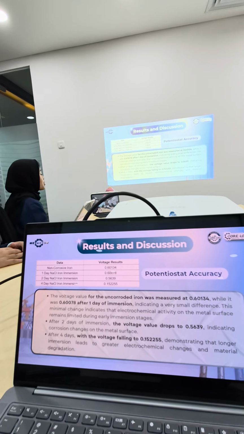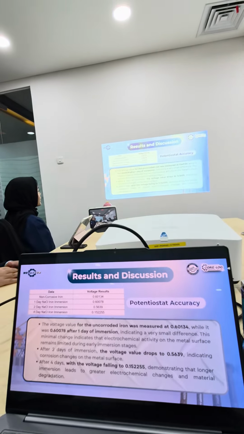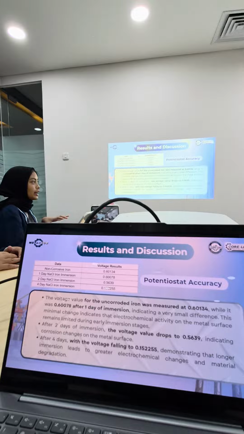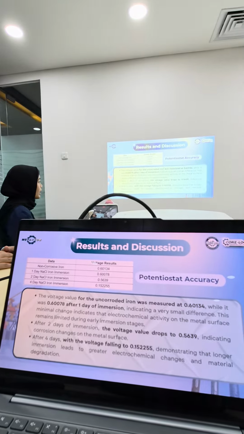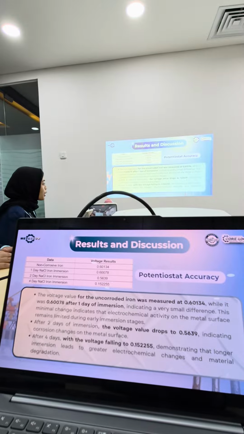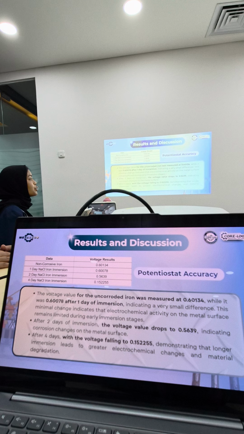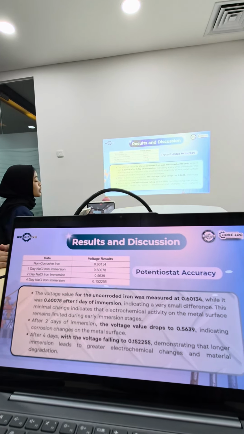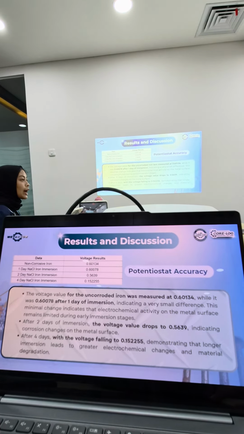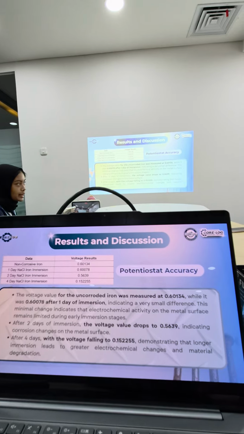The voltage value drops to 0.5639, indicating corrosion changes in the metal surface, but not really a lot of change in the beginning. But after 4 days, the voltage falls to 0.15255, demonstrating that longer immersion leads to greater electrochemical changes and material degradation, and also proving that our system can effectively detect and monitor the progression of corrosion.